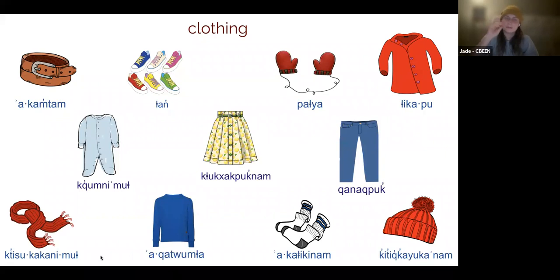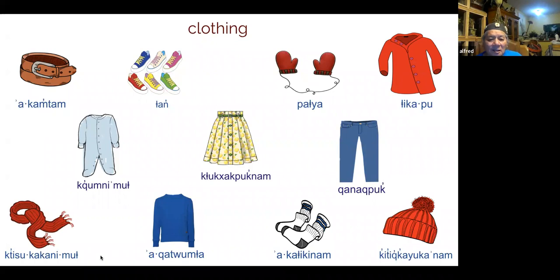Alfred, sorry to interrupt. Do you have how we could say put on your, and then shan, put on your atam kamtam? Yeah. Please.